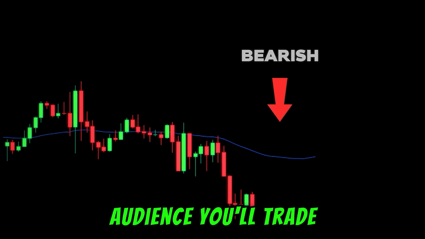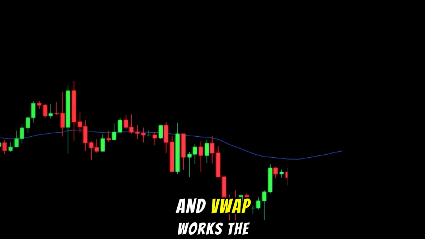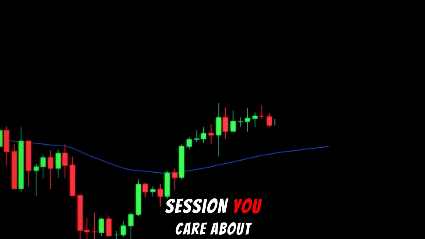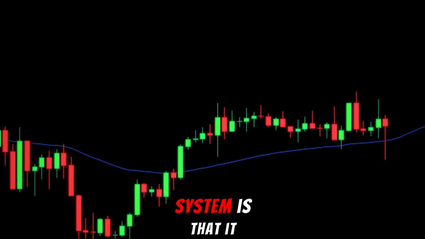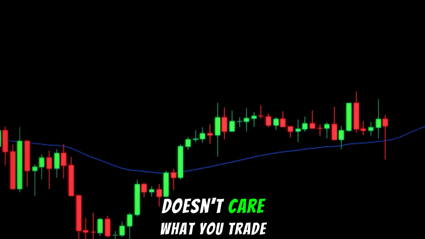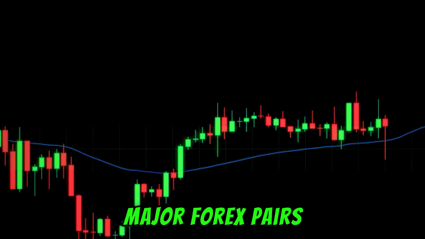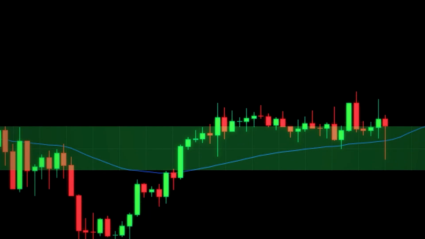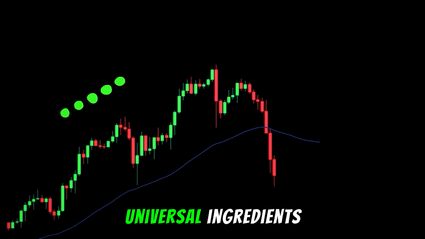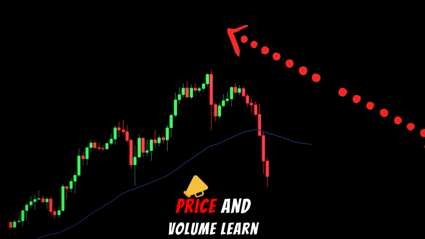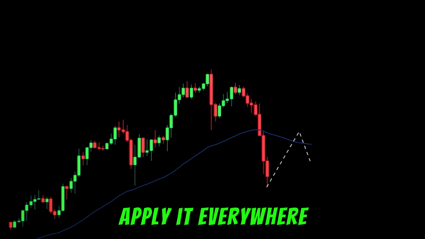For a UK audience, you'll trade these as CFDs or spread bets, and VWAP works the same, anchored to the session you care about, the London Open or the New York Open. The beauty of this system is that it doesn't care what you trade. Gold, indices, or major forex pairs like GBP/USD, the two lines behave the same because they're built from the same universal ingredients: price and volume. Learn it once, apply it everywhere.